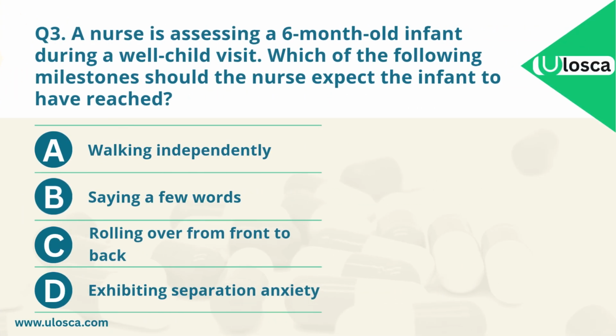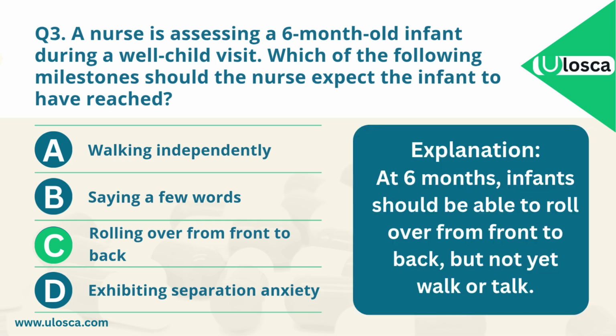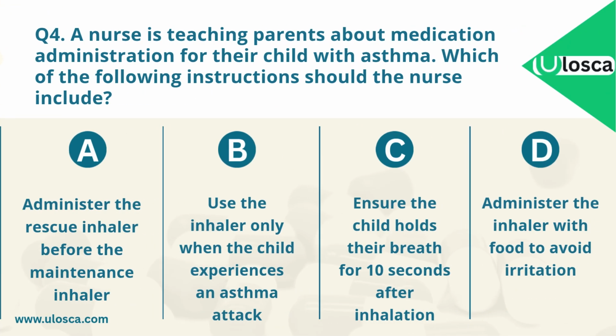The correct answer is C. Rolling over from front to back. Explanation. At 6 months, infants should be able to roll over from front to back, but not yet walk or talk. Question 4. A nurse is teaching parents about medication administration for their child with asthma.